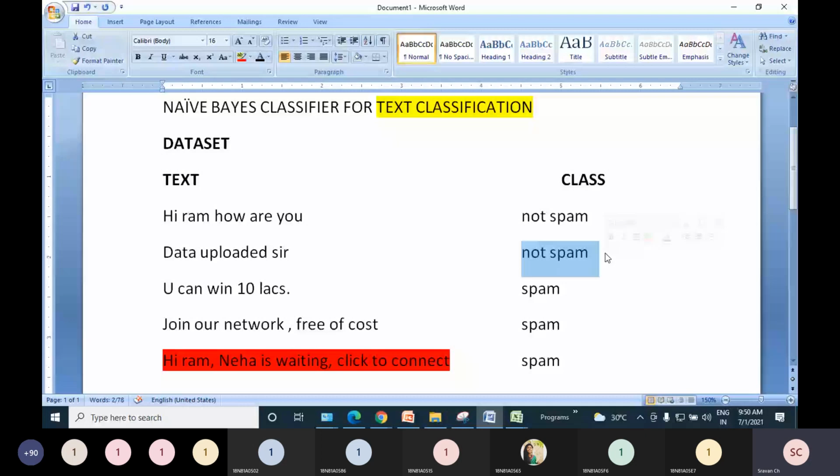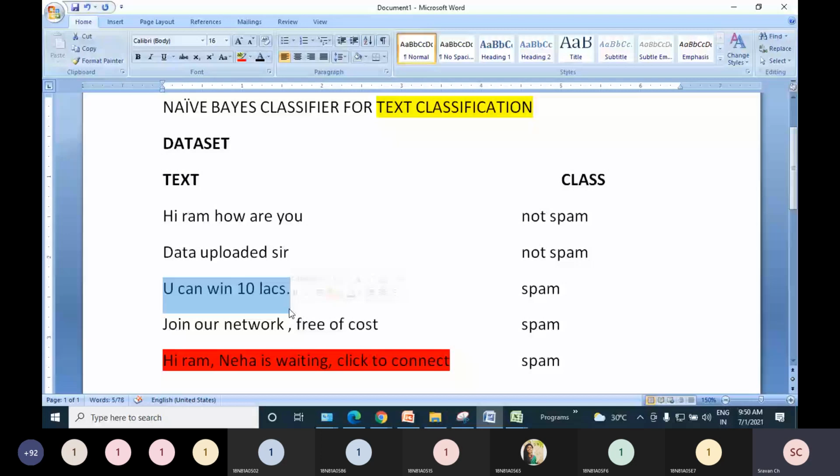So 'Hi Ram, how are you?' is not spam. 'Data uploaded, sir.' is the second record, and its class is also not spam. 'You can win 10 lakhs.' Generally, if you have an email account, you might have seen this kind of mail, which most of the time is automatically redirected by Gmail into your spam folder.